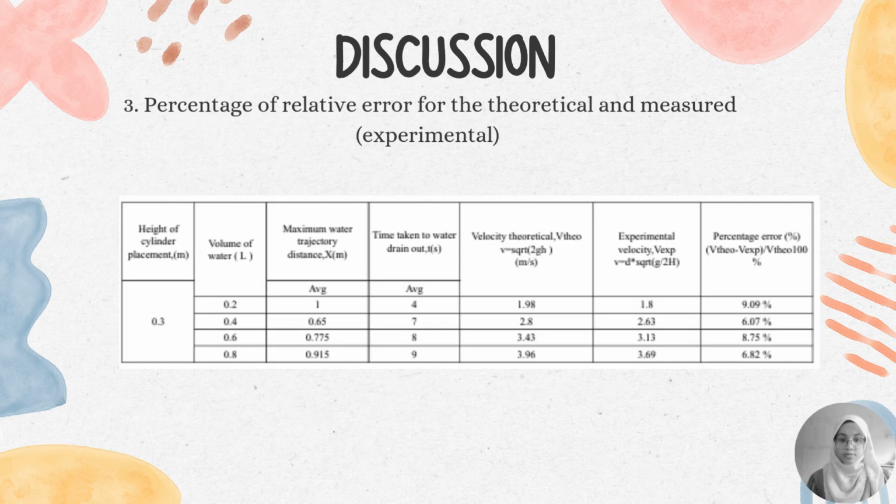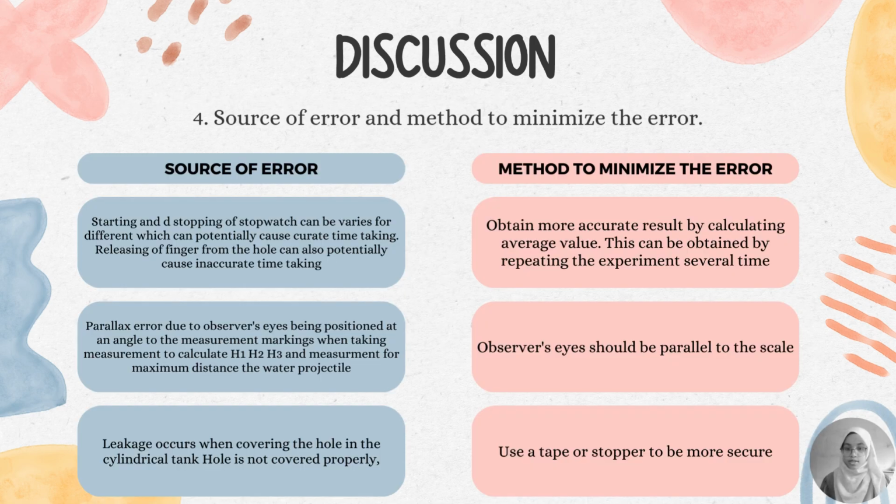Question 3 asks about the percentage of relative error for the theoretical and measured experiment. So this is the percentage error that we get from the result. The last question is source of error and method to minimize the error. First, source of error: starting and stopping a stopwatch can vary, which can potentially cause incorrect time taking. Releasing the finger from the hole can potentially cause inaccurate time taking.